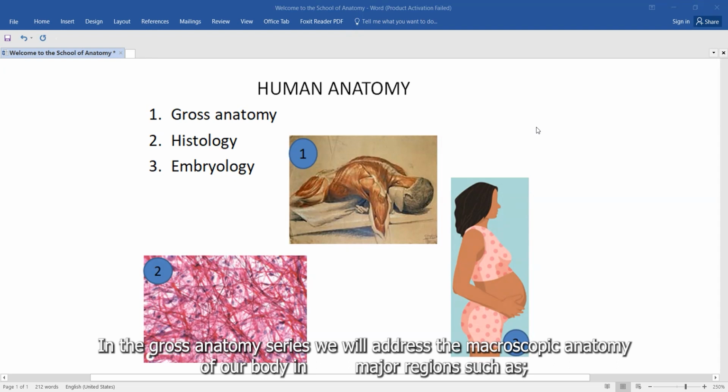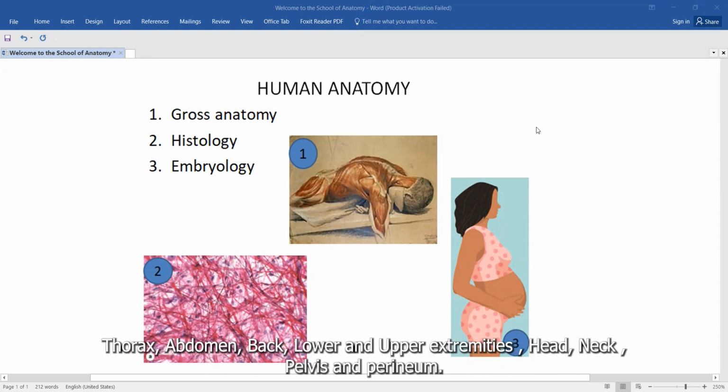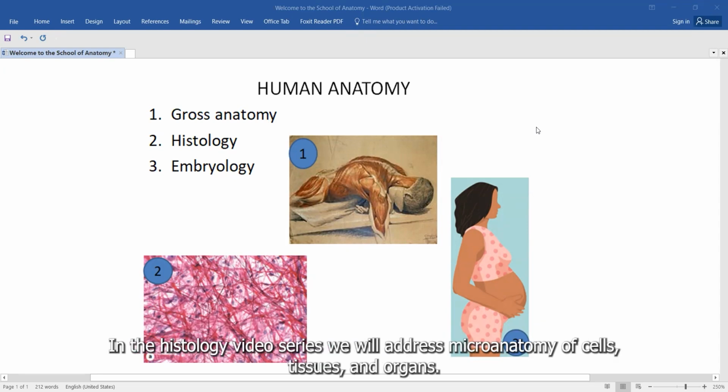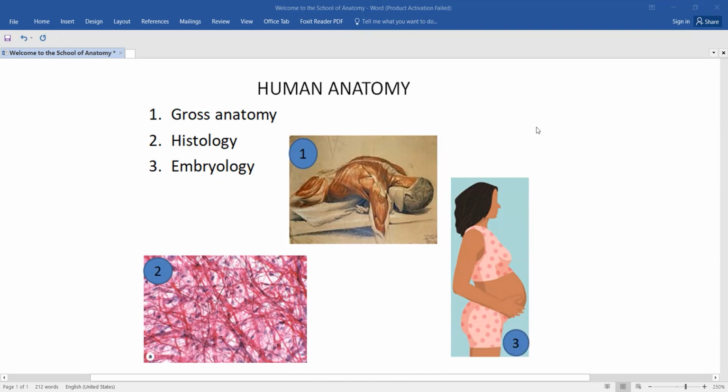In the gross anatomy series, we will address the macroscopic anatomy of our body in major regions such as thorax, abdomen, back, lower and upper extremities, head, neck, pelvis, and perineum. In the embryology, also known as developmental anatomy video series, we will address general and system-based embryology. In the histology video series, we will address microanatomy of cells, tissues, and organs.